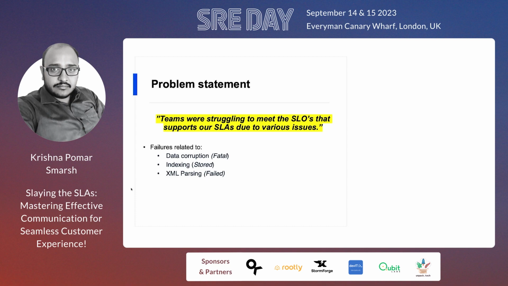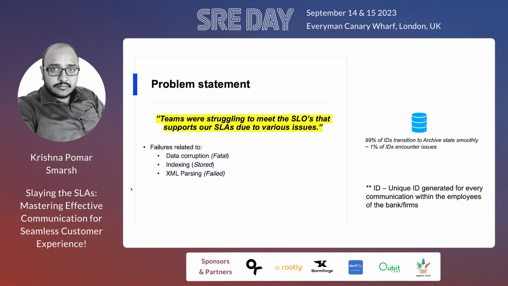All the data corruption issues that you see here are marked as fatal issues. The system marks that as fatal, indicating that there is some problem in the system for those IDs. Similarly, the indexing issues will be marked as stored, and all the XML parsing issues are marked as failed. Normally, in the majority of cases, like 99% of the time, all the IDs will transition smoothly to the archived state. But less than 1% of the IDs will encounter issues, like I said, data corruption, indexing, or XML parsing.